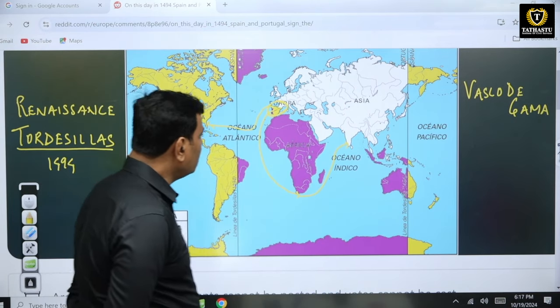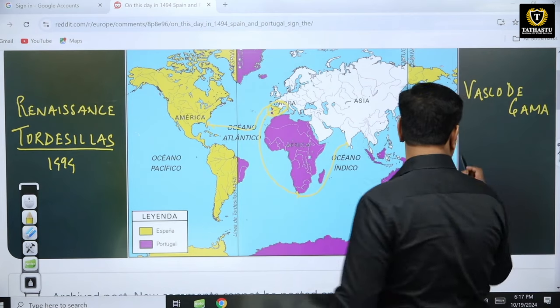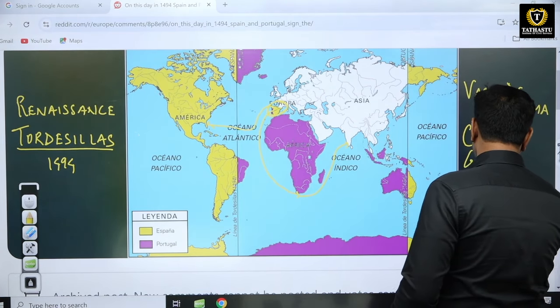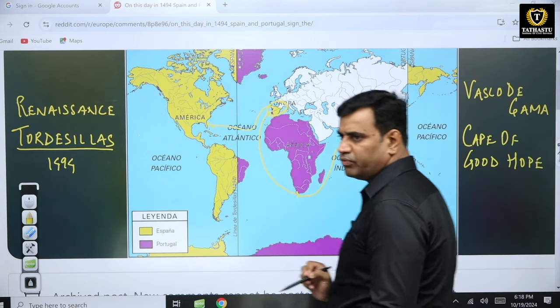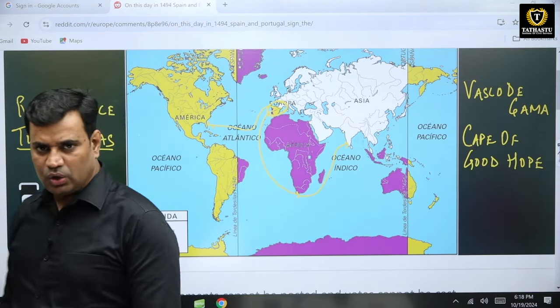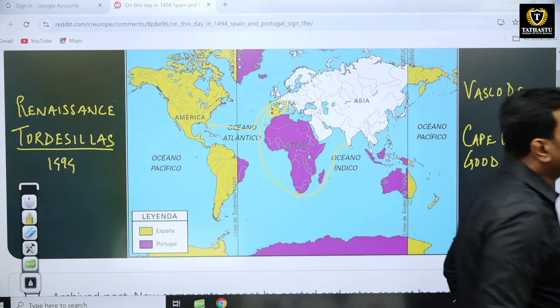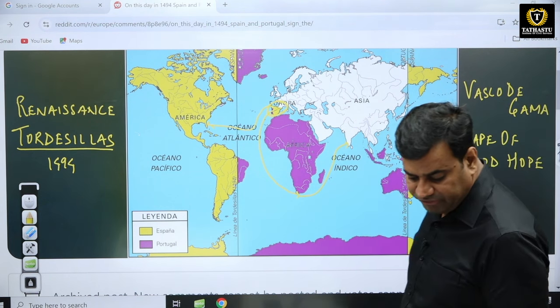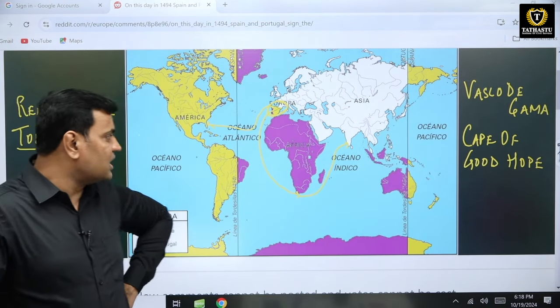Cape of Good Hope. It was a name given to this. It gave them new hope to move towards the eastern world. Clear? Proceeding further towards the eastern side.